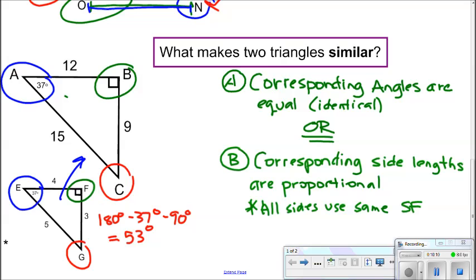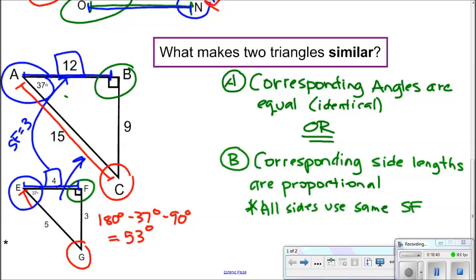Okay, and so it's always easiest to look in the enlargement direction. And so we're looking from EFG to ABC. And so the two side lengths that would correspond are EF and AB. So we need to think what happened to 4 to turn it into 12. And because it's an enlargement, your scale factor is going to be greater than 1. And so we get a scale factor of 3 because you need to multiply by 3. If we went in the other direction, the scale factor would be 1/3.